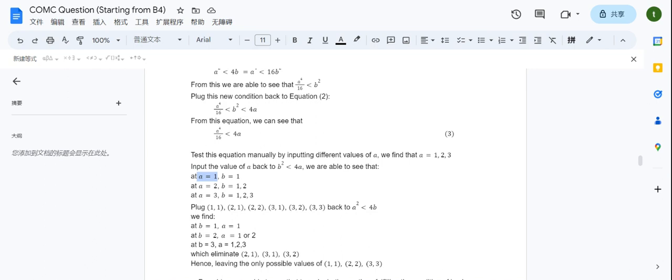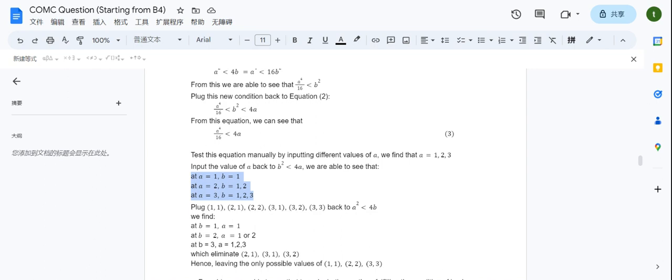Using the same way, b squared less than 4 times 3, 12. b squared less than 12, right? So b can be 1, 2, 3. 4 squared is 16, and 16 is larger than 12, so it doesn't work. From this, we're able to come up with 6 candidate dots. Remember, they're only candidate dots: 1,1; 1,2; 2,2; 1,3; 2,3; 3,3.